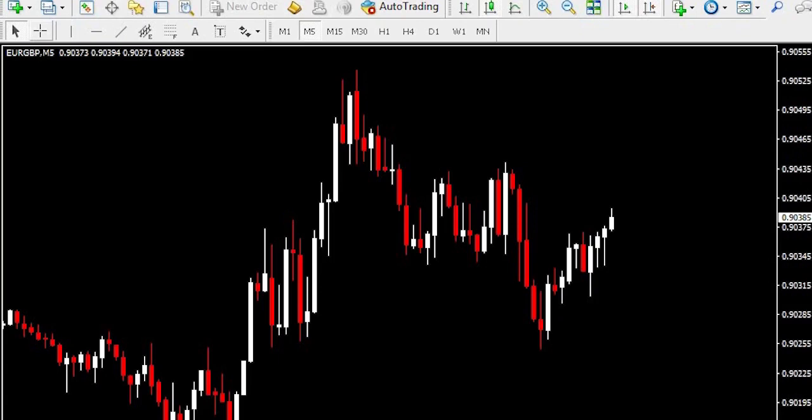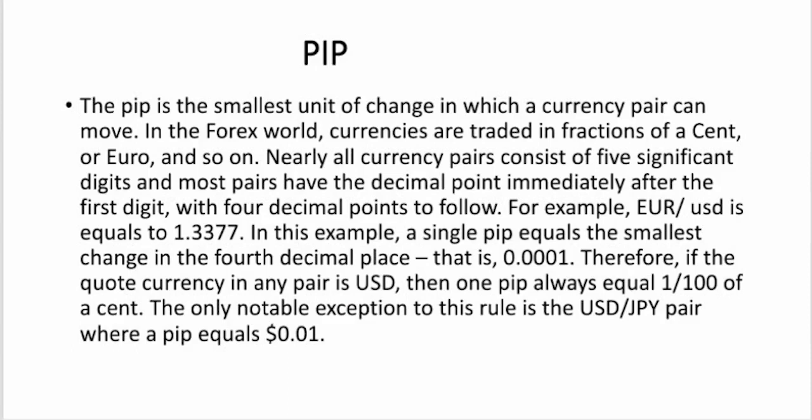Okay, so if the market was on, you would have clicked on this order and it would have brought out the volumes. That is where you input your lot size. You set how much you're willing to buy or sell a pip in the Forex market. Now the pip is the smallest unit of change in which a currency pair can move.